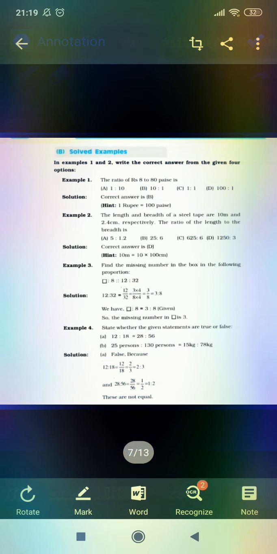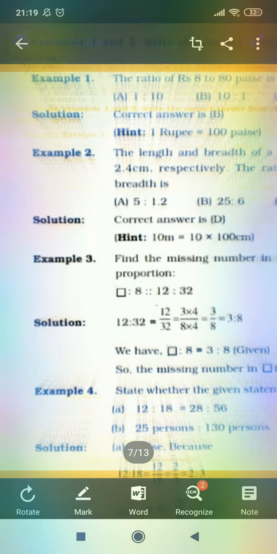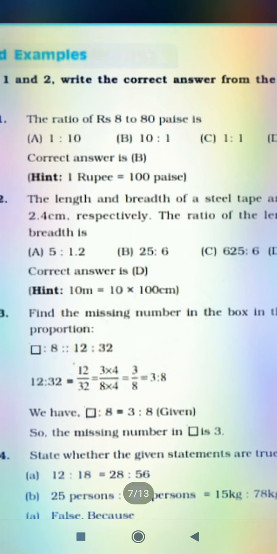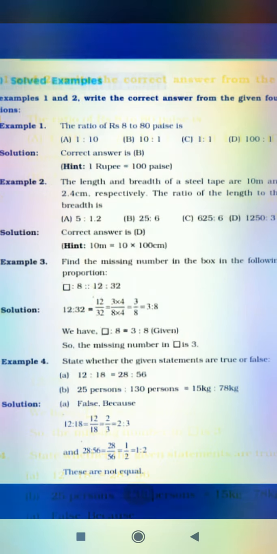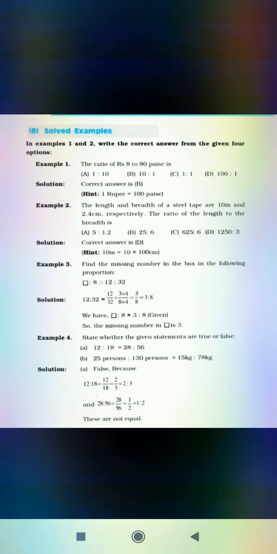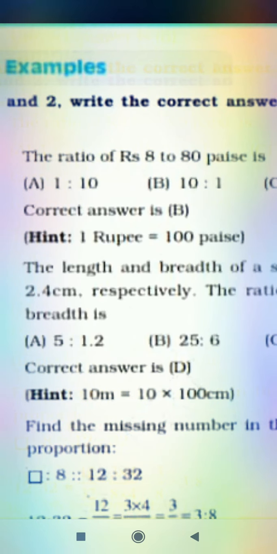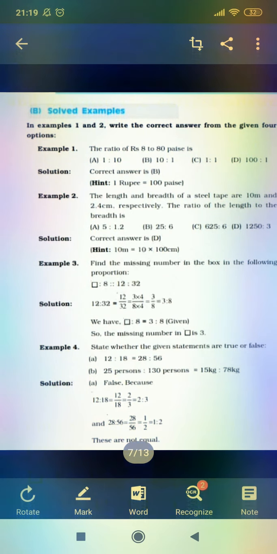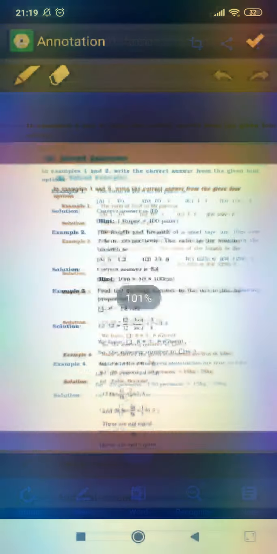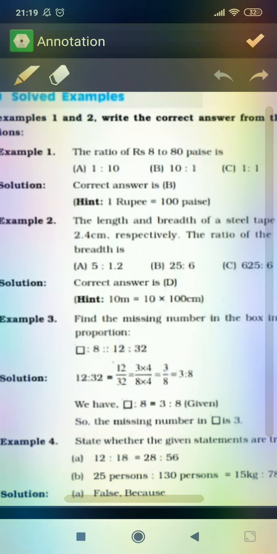Okay. Next, we will work out some examples. The ratio of 8 rupees to 80 paise. Before, I have discussed in the topic that a ratio should always be taken between two quantities of the same unit, same kind. Suppose here, given 8 rupees to 80 paise, the ratio needs to be taken.